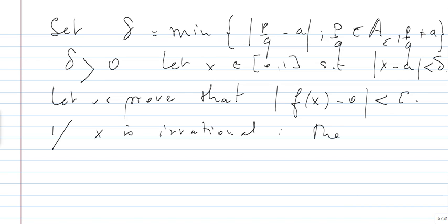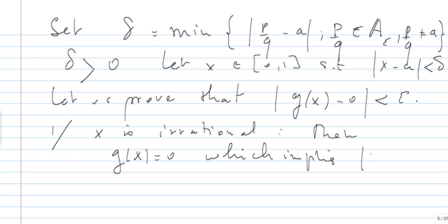Then g(x) is equal to 0 by definition. Not f, I'm sorry, it's g. So in this case, g(x) will be equal to 0, which implies obviously what we want, meaning that 0 minus 0 will be less than epsilon.